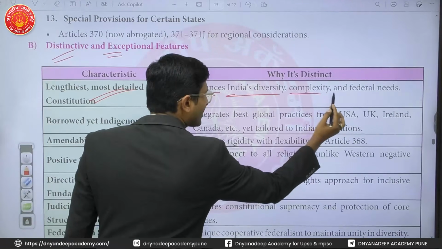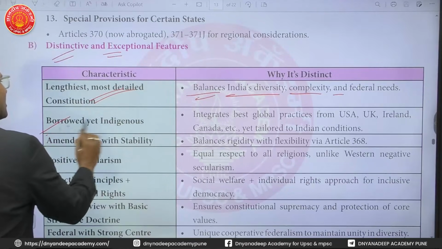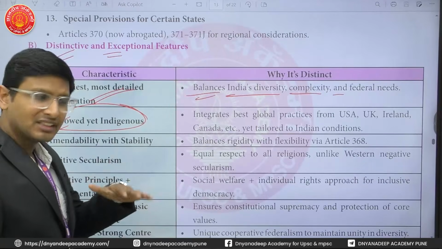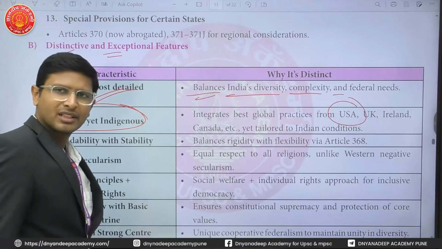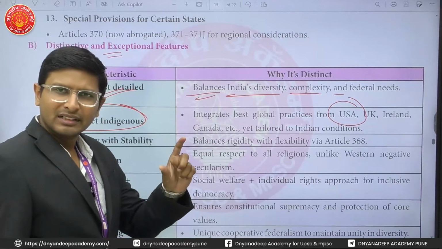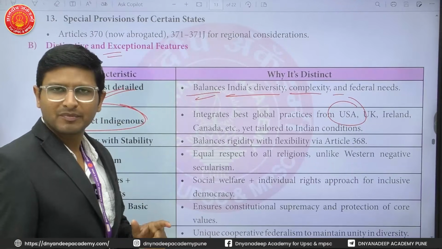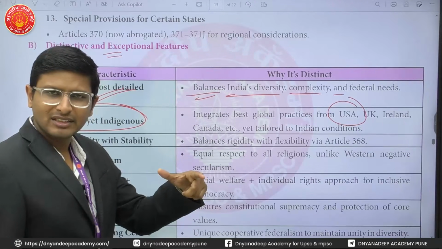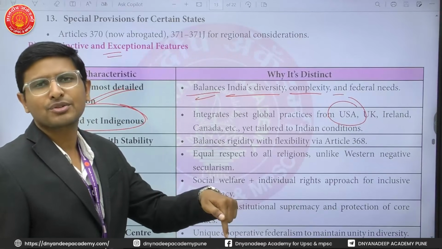It balances India's diversity, complexity, and federal needs. Our Indian Constitution is borrowed but indigenous. We have borrowed from multiple sources, but this is indigenous. For example, we have taken fundamental rights from the USA's Bill of Rights, but still the right against untouchability, the abolition of untouchability in the right to equality, Article 17, is there.